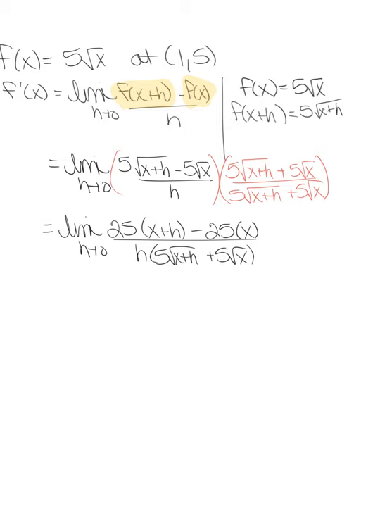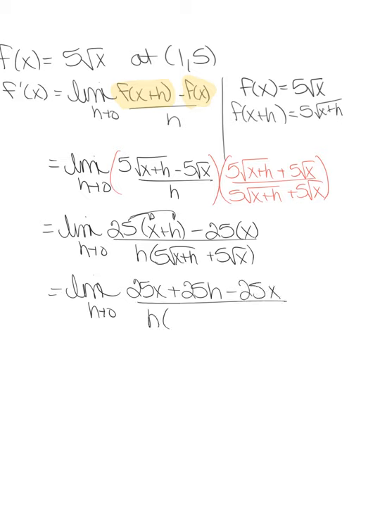Now we need to go ahead and do some cleanup on this top so we can see what we have. And this becomes the limit as h approaches 0 of 25x plus 25h minus 25x, all divided by h, times 5 square root of x plus h plus 5 square root of x. Here, this 25x and this 25x are going to go away, and I'll write this in one more step.